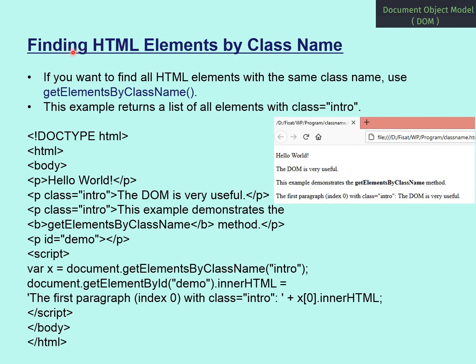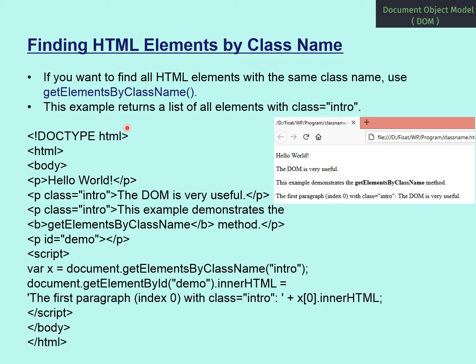The next example is finding HTML elements by class name. In the previous example, we got the element by tag name. Here we are using a class name. If you want to find all HTML elements with the same class name, use get elements by class name. This example returns a list of all elements with class equal to intro.